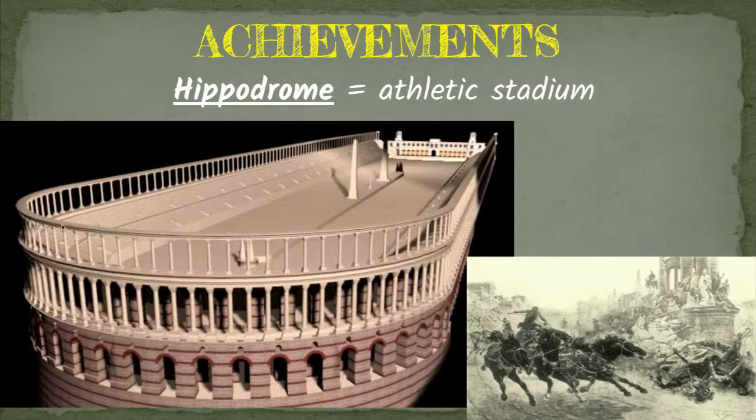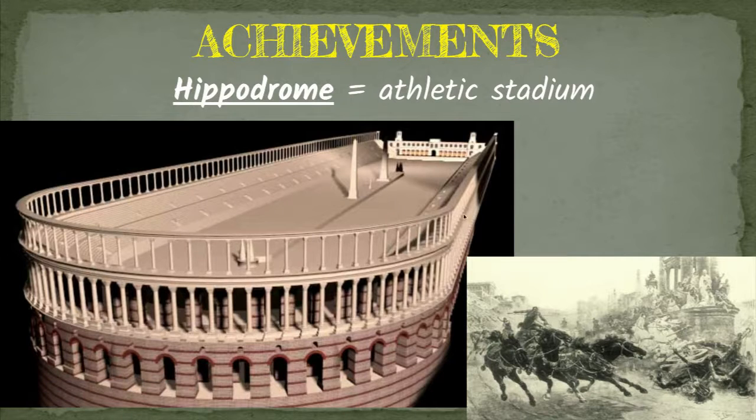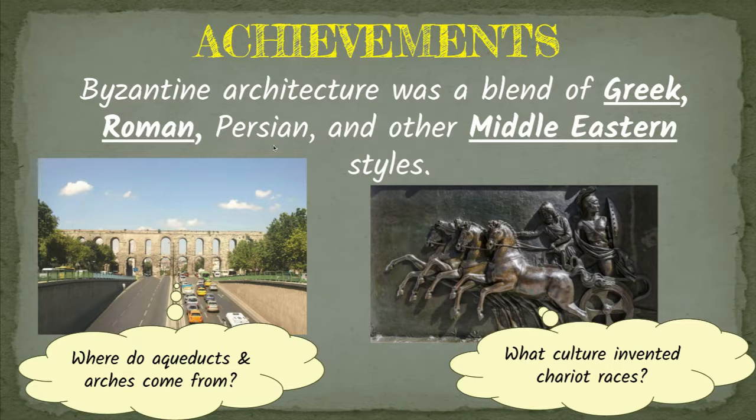Okay. Another achievement of the Byzantines is known as the Hippodrome. The Hippodrome was this massive stadium where they could do chariot racing. It was actually the place of the Nika Rebellion. They took concepts like the Colosseum and built this massive elevated stadium that was used for sporting events. So with Byzantine architecture, like I said, they took the best ideas of the Greeks, the Romans, the Persians, and other Middle Eastern styles, and they blended them together to make these very impressive things.